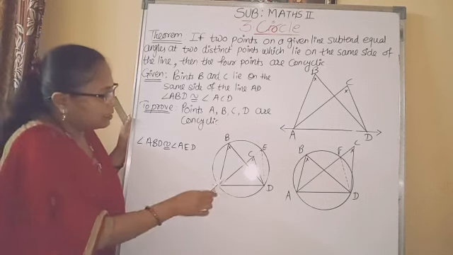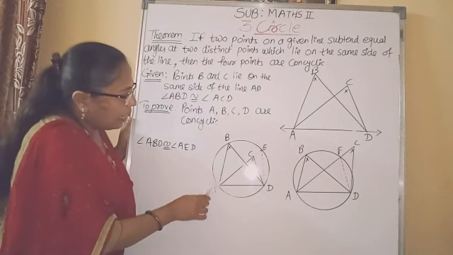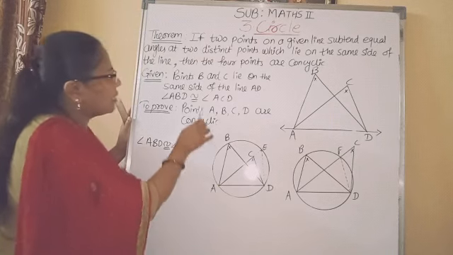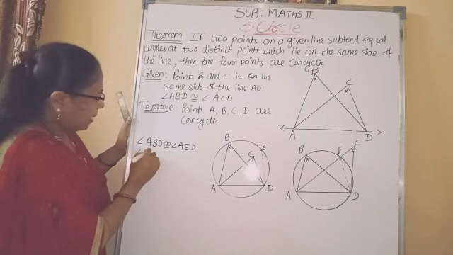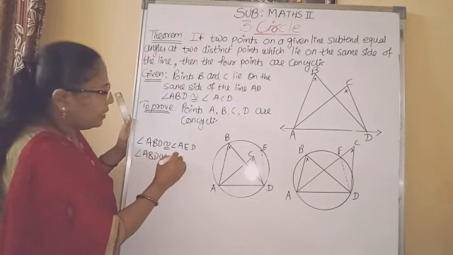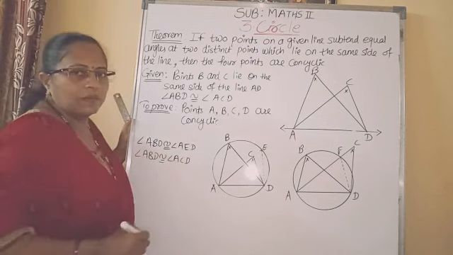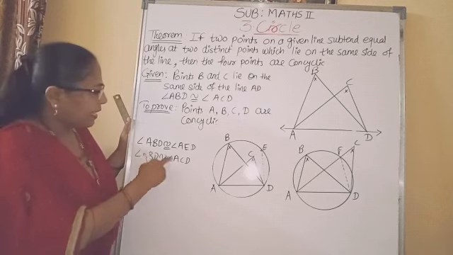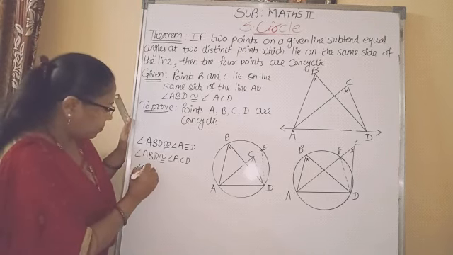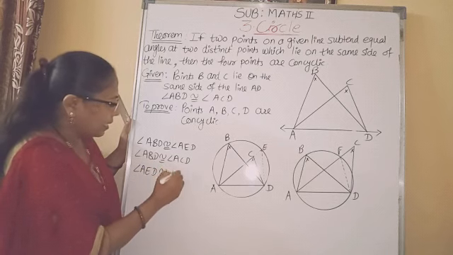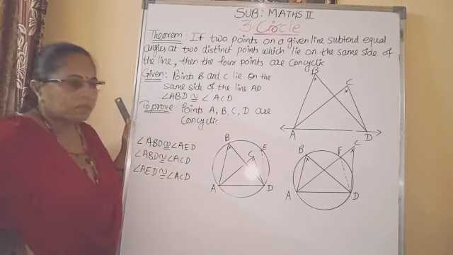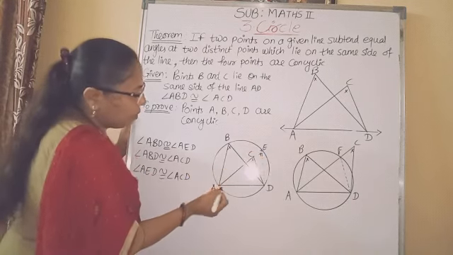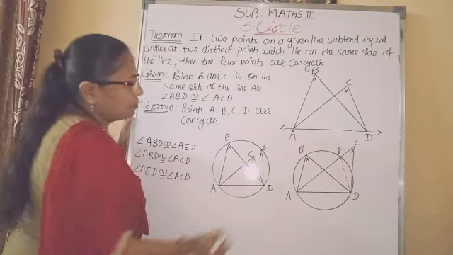And angle ABD is congruent to angle ACD. This is given. From this first and second statement, we can write angle AED congruent to angle ACD.